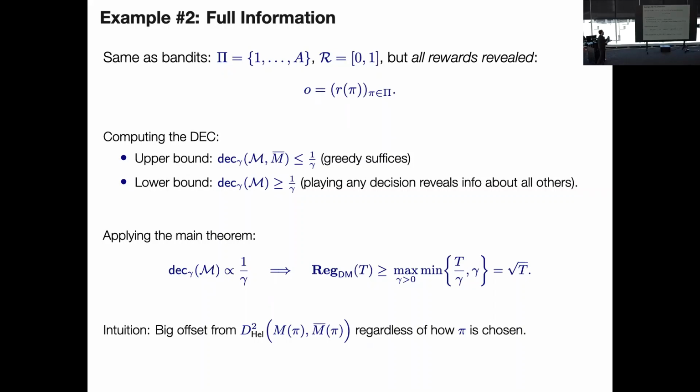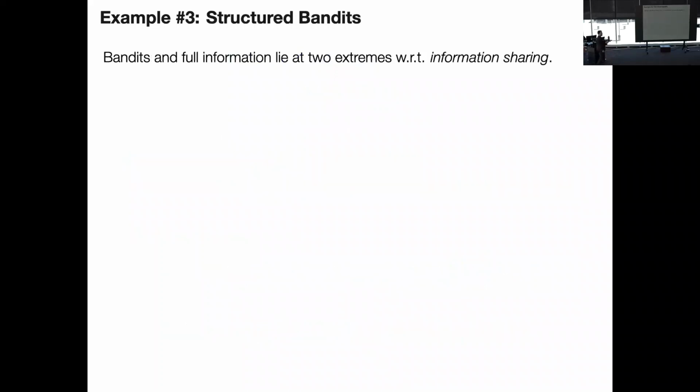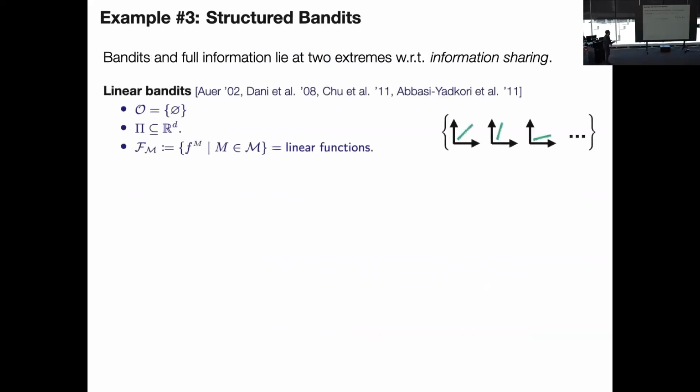Okay, now bandits and full information are at two extremes in terms of how much information about the reward function you get. We can also come back to these structured bandit problems, which lie in the middle. If we come back to the linear bandit problem, just to remind, this is a setting where the decisions live in R to the D, and we assume the reward functions are linear. Here, you can show that the DEC grows as D over gamma, rather than number of actions over gamma. This reflects the fact that there are really only D effective directions that matter when you assume the rewards are linear.